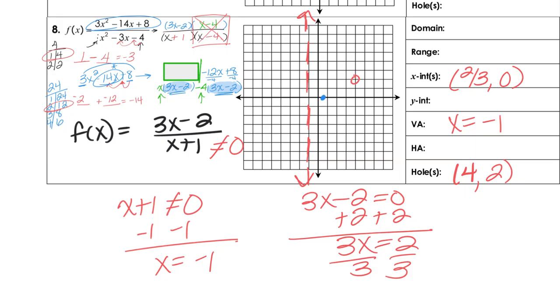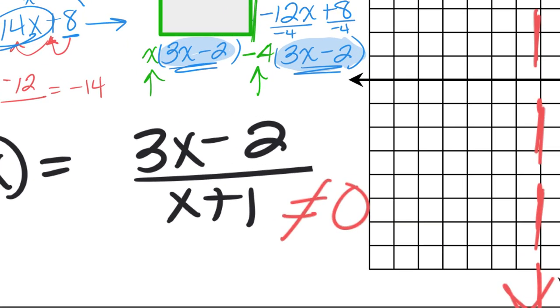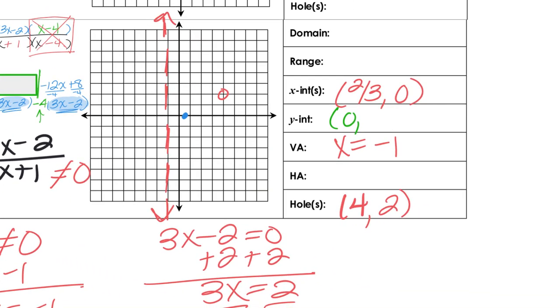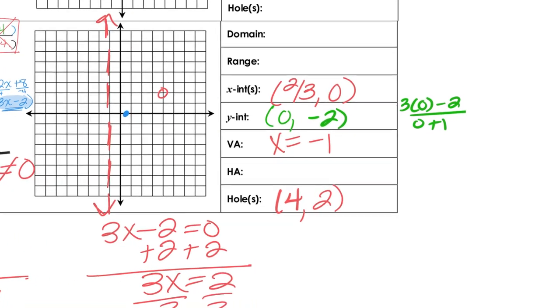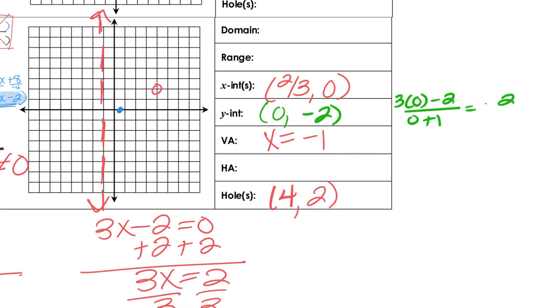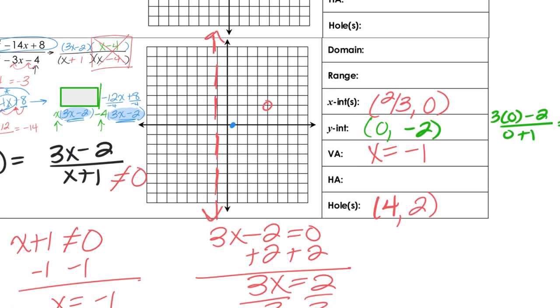My y-intercept occurs when x is 0. So if I come in here and I say, let me just put in a 0 everywhere. Okay, that's -2, and 0 plus 1 is 1, so -2 divided by 1 is just -2. That happened with 3 times 0 minus 2 over 0 plus 1. That's where that -2 came from. So I have a y-intercept at 0, -2.